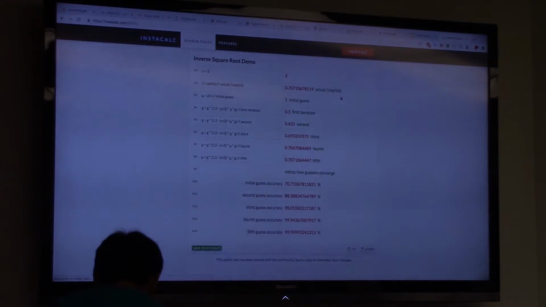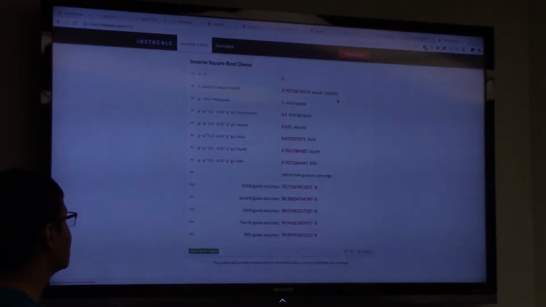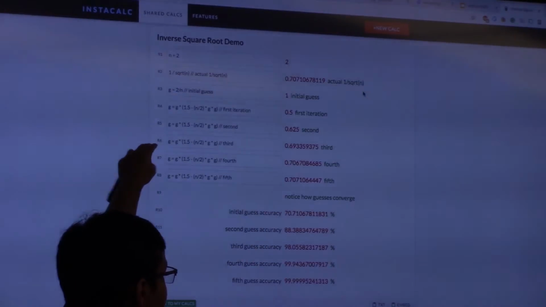Okay. So here I want to get what 1 over square root of 2 is. That's what we're trying to compute here. Initially we just guess it's 1. That's our initial guess. Then we say, I guessed 1 and I want to move forward with that. After applying that iteration, in our first iteration we get 0.5, which is close but not close enough. After we do another iteration of the method, we get 0.625.